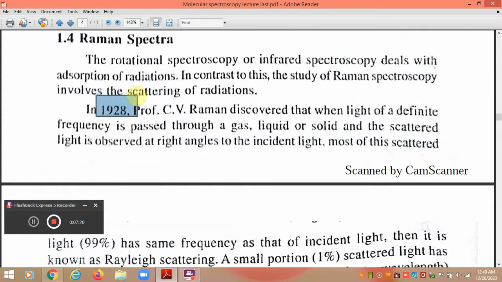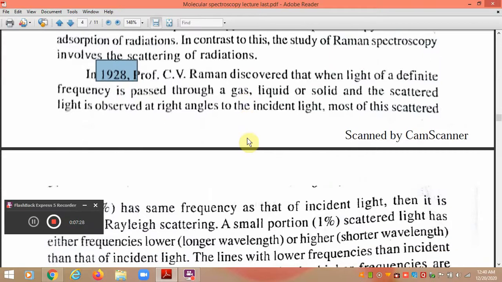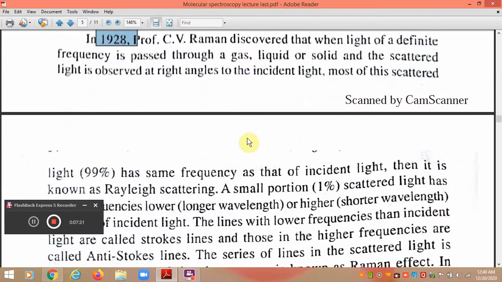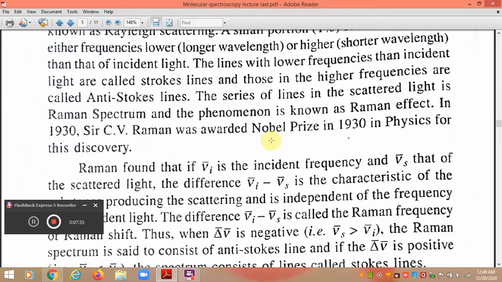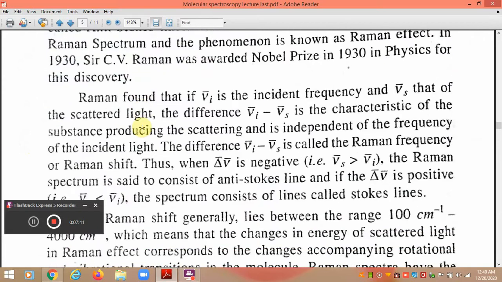In the year 1928, Professor C.V. Raman discovered that when light of different frequencies passes through a gas, liquid or solid, the scattered light is observed at right angles to the incident light. This is very important, and for this discovery, C.V. Raman was awarded the Nobel Prize in physics in the year 1930.